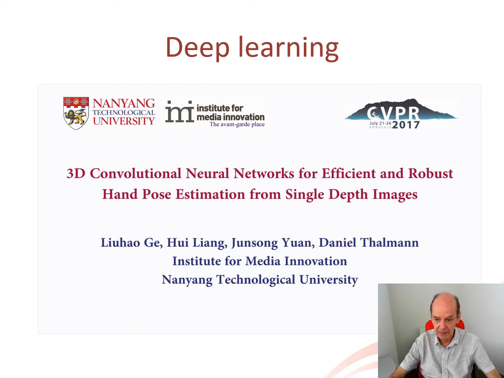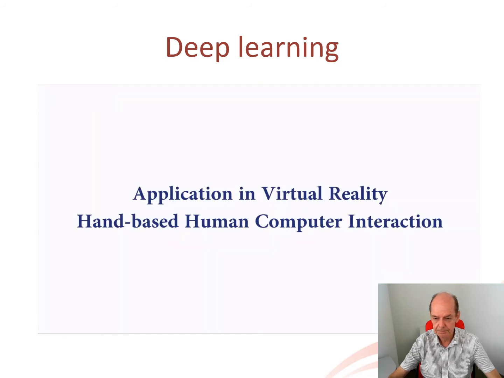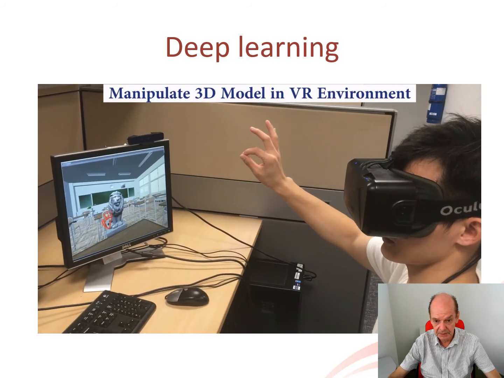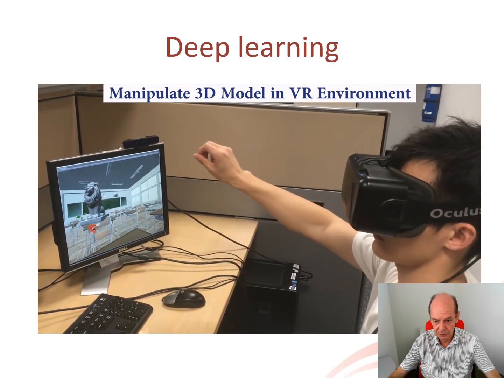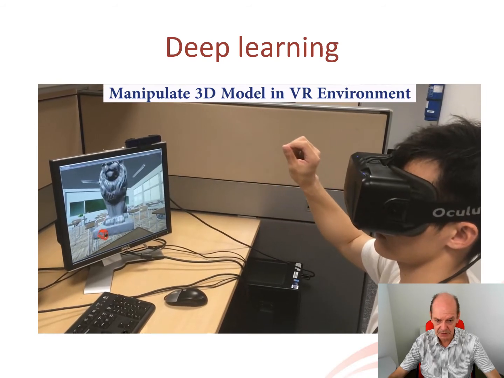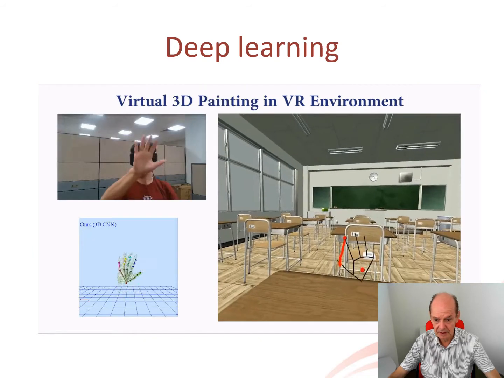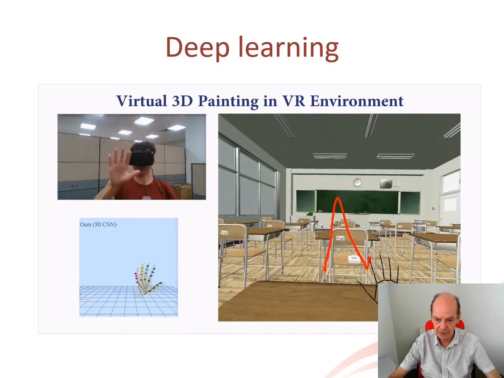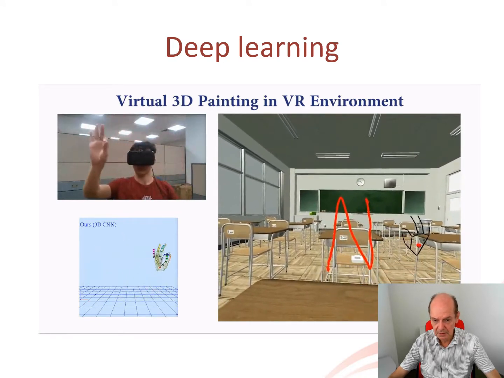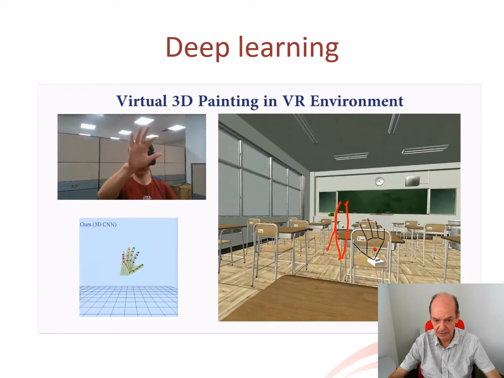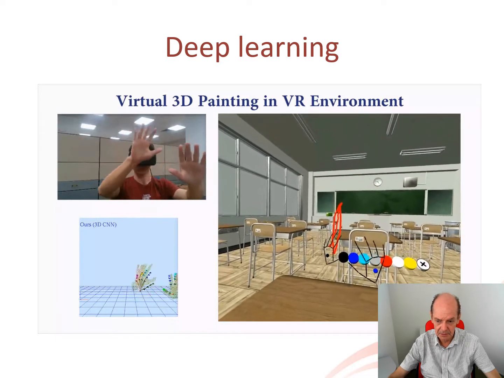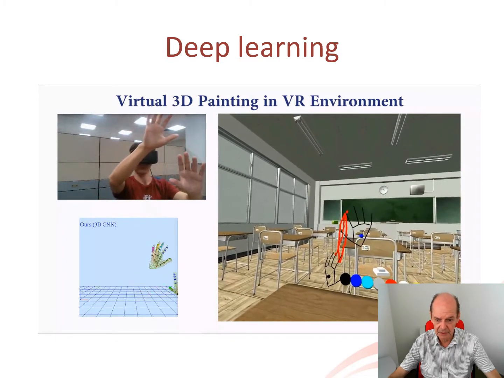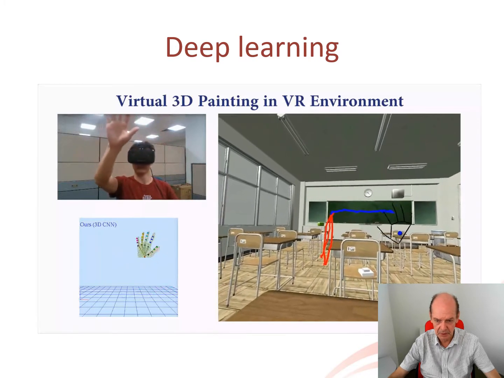Now in the second movie, we see how it can be used for virtual reality. You see, we have the depth camera, we see the helmet, and then the user is manipulating objects in the 3D environment using only the hand. Or here, we see that the user can paint inside the virtual space directly, and we see the result, and also we see the joints using the neural networks.